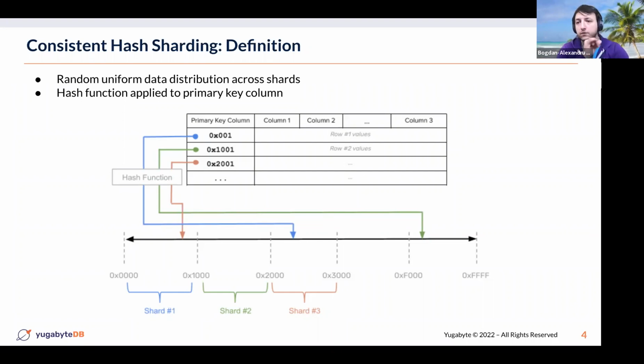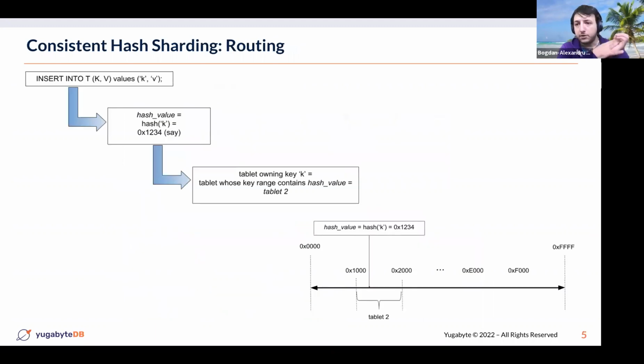And each of those ranges would belong to a particular shard or tablet. I can go into a little bit more detail on the next slide, however. So let's say you have a hypothetical trivial table that is essentially a key value store. The key is your primary key and the value is what you're actually storing. Now you're trying to update or insert a new value for key K, insert value V.